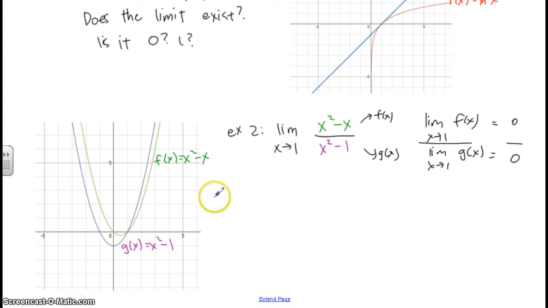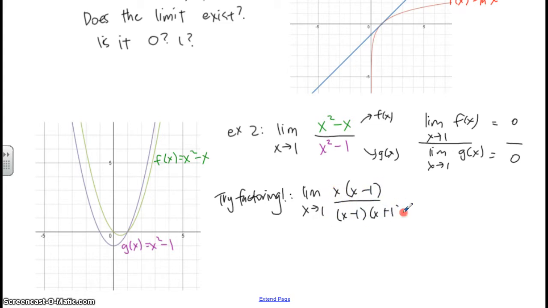Well, in this case, try factoring. We actually know how to solve this. So let's try factoring here. The limit as x approaches 1, if I factor out x, I get x minus 1. On the bottom, I can factor out x minus 1, x plus 1. These cancel. If I drop in 1, now I don't have a domain issue. Even though the limit of the top and the bottom goes to 0 and 0, the actual limit itself, the division of it, gets closer and closer to 1/2.